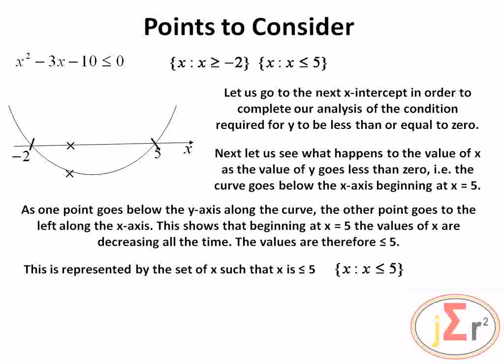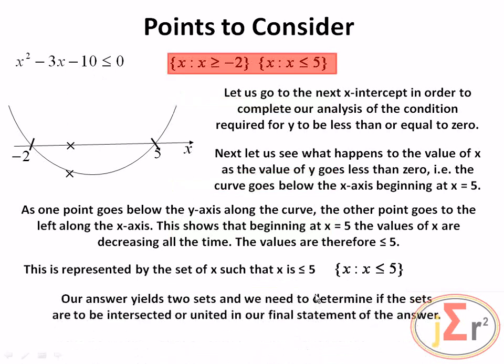So we have one here, and we place the other one at the top, as you can see, like that. Now, we have two sets. Our answer yields two sets, and we need to determine if the sets are to be intersected or united in our final statement of the answer. So that is what we are going to do. Check to see if it is going to be a union that we put here or an intersection.